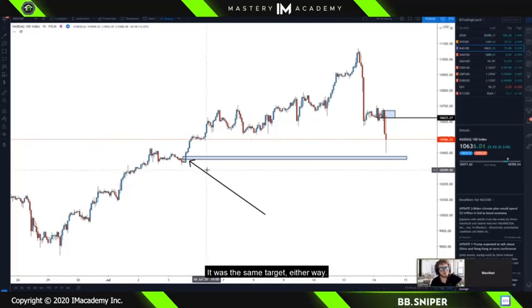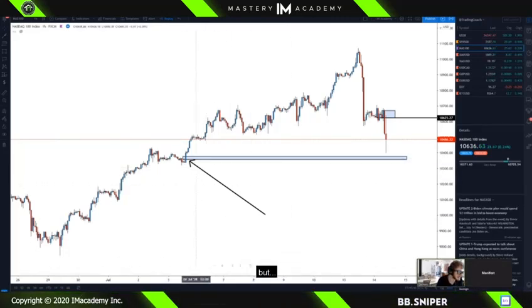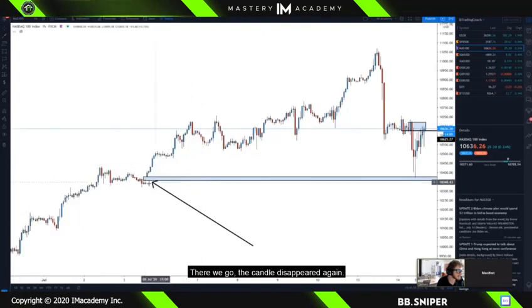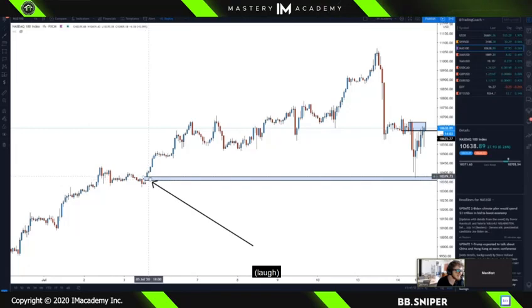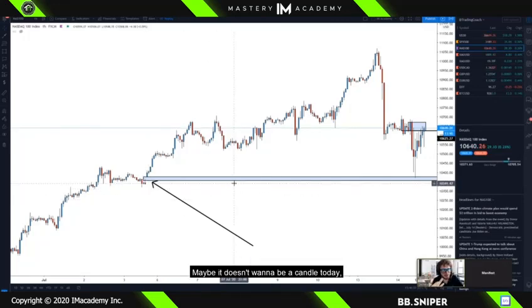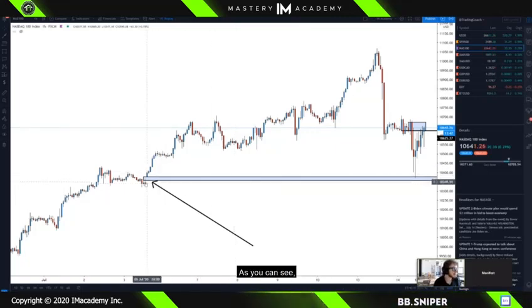It was the same target either way. We're looking at the same price point, but there it is. There we go. The candle disappeared again. You can see these imbalances with your eyes as you put in the time to train them. Just because there was a gap here that we could see, that is apparently switching back and forth between being a candle. Maybe it doesn't want to be a candle today. Maybe it'll want to be a candle tomorrow. As you could see, we were able to identify that imbalance when there was a candle there, and now the candle is gone again.